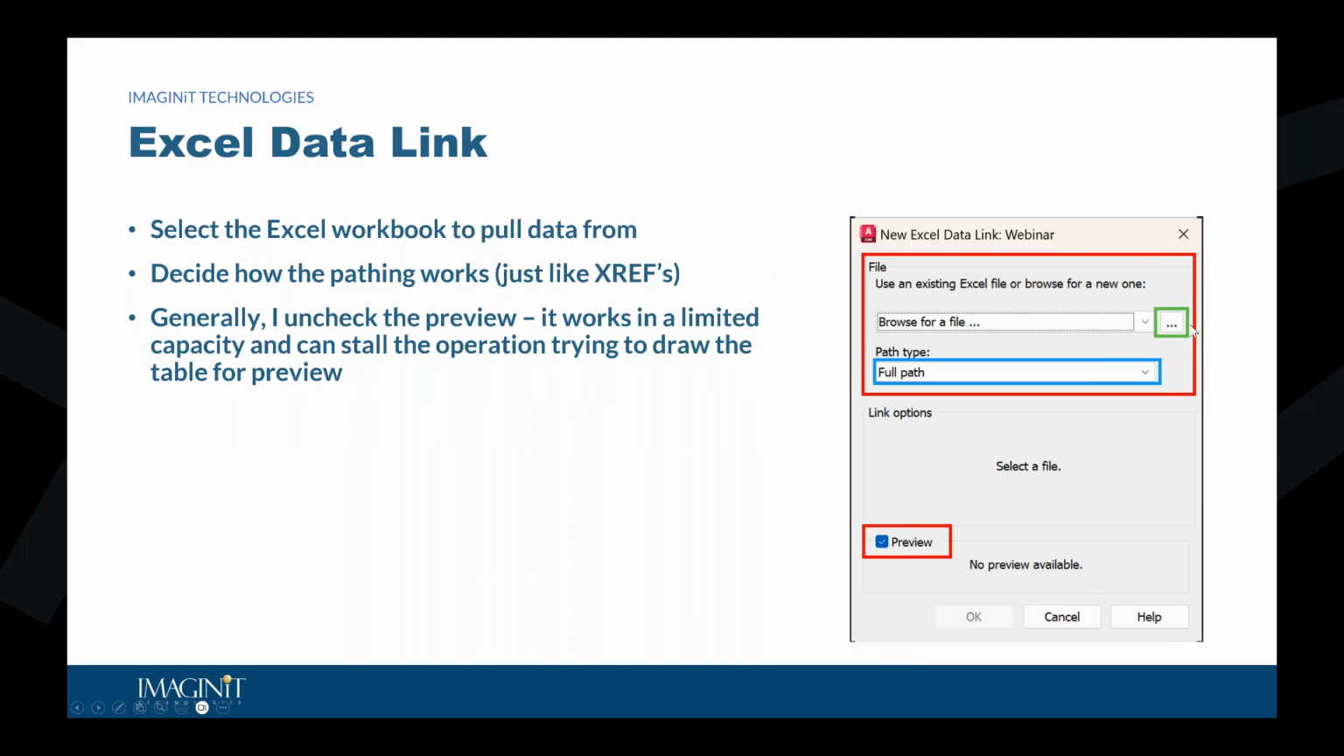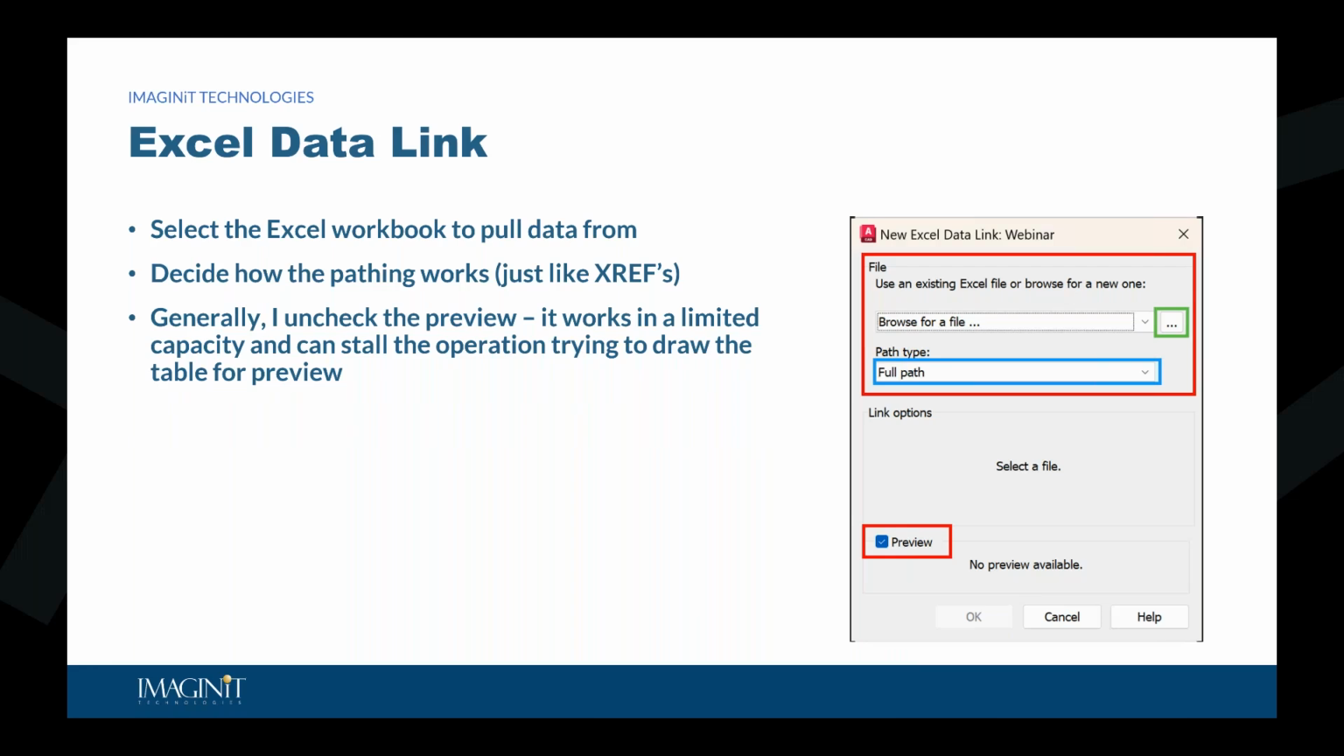And then select the Excel workbook to pull the data from. Click the ellipsis, decide how the pathing works. This is just like XREFs. Do you want full path, relative path, or no path? Works just like XREF. Full path means that if you no longer have the drive letter that it came from, it's not going to find it.